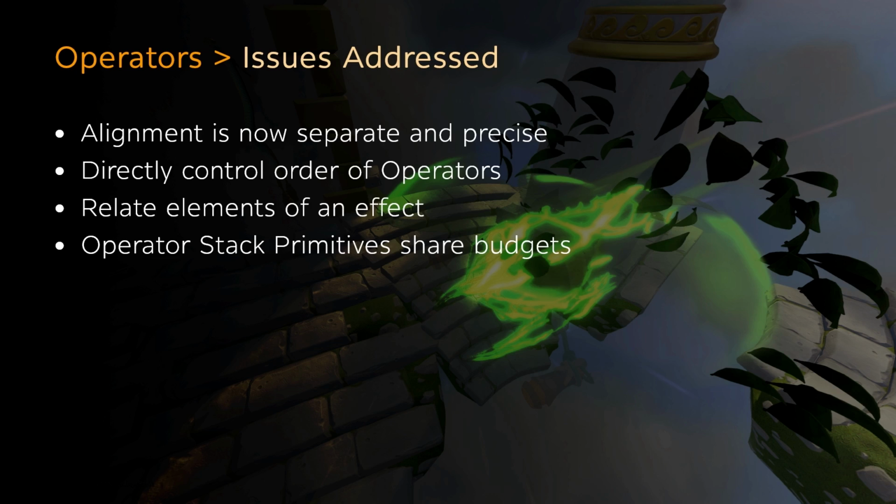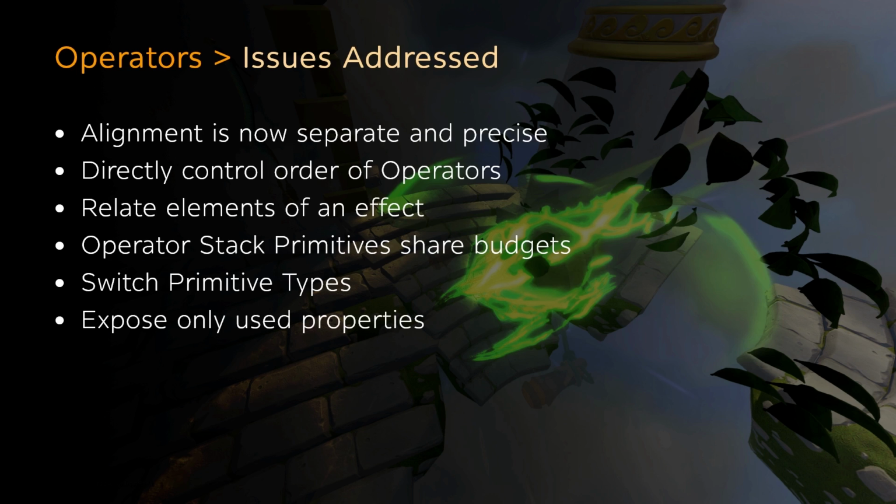A couple of bonus issues also got resolved just by how the operator stack works. Switching primitive types: by switching the draw operator to a different kind, the operator stack will now render a different visual in-game. There is only one primitive type. Only properties that are used are exposed. A primitive is now created with only the properties that are required. When done correctly, this can simplify working with an effect greatly.